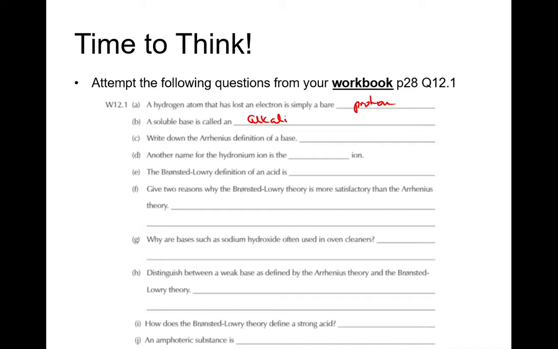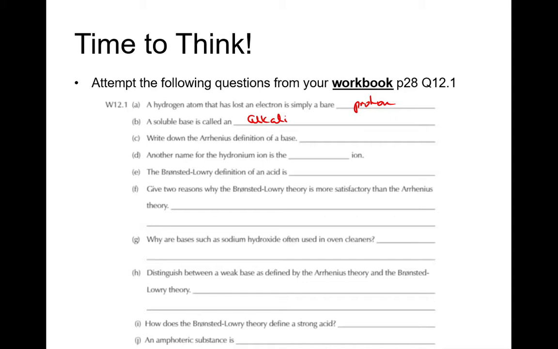Write down the Arrhenius definition of a base. Now, a base, it's a very simple definition. The Bronsted-Lowry ones are quite short, but the Arrhenius one's a little bit longer. And Arrhenius simply said that a base is any substance that produces OH minus ions in solution. That's the Arrhenius definition of a base.